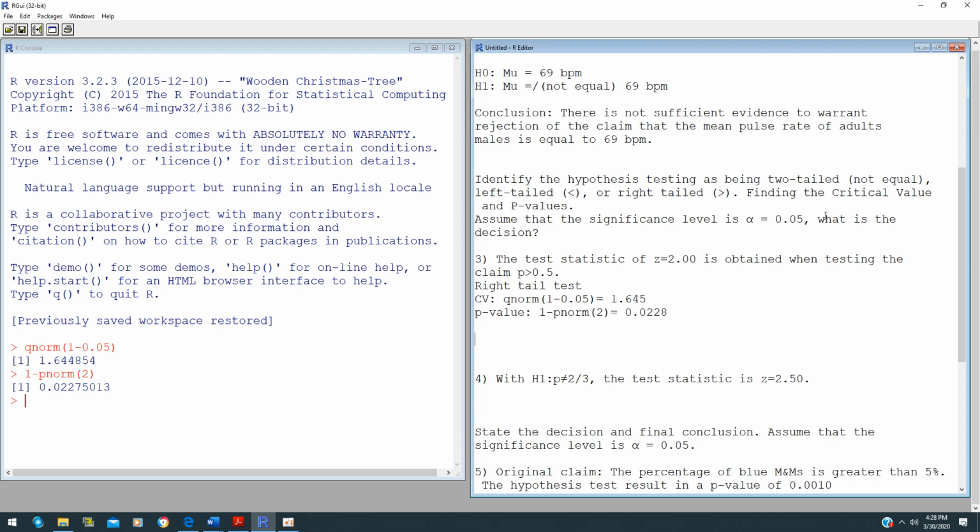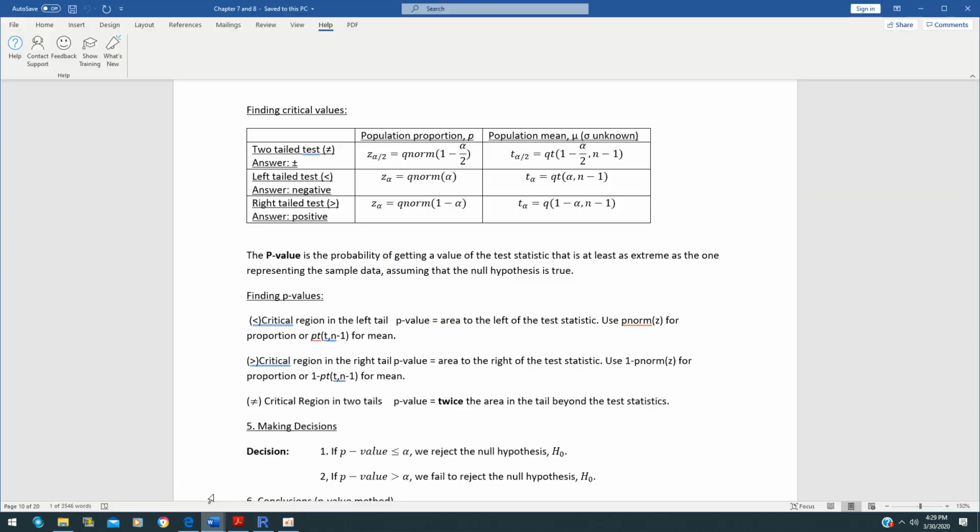Lastly, you have to figure out the decision based on alpha, which is 0.05. This is how we make the decision, right on number 5 here. If your p-value is less than or equal to alpha, we will reject the null hypothesis. If your p-value is greater than alpha, we will fail to reject the null hypothesis.